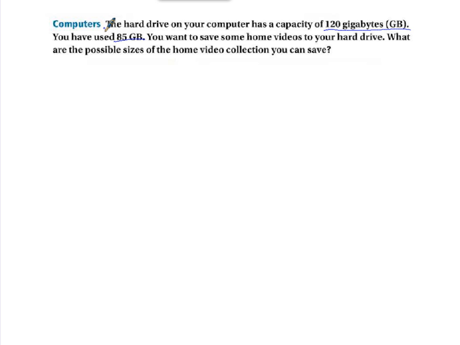Well, I'm kind of limited here by the amount of memory I have on my computer. I can't go over 120 gigabytes, right? Can I go exactly up to 120 gigabytes? Yeah. So, but I can't go over 120. So if I write down 120, I can't go over, but I can go up to 120. So that's going to be less than or equal to. However much memory I use has to be less than or exactly equal to 120 gigabytes.